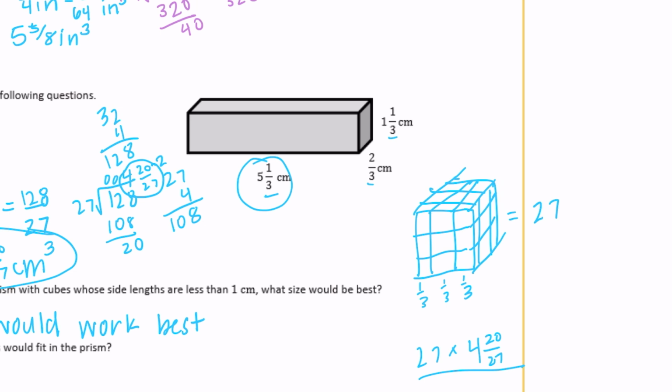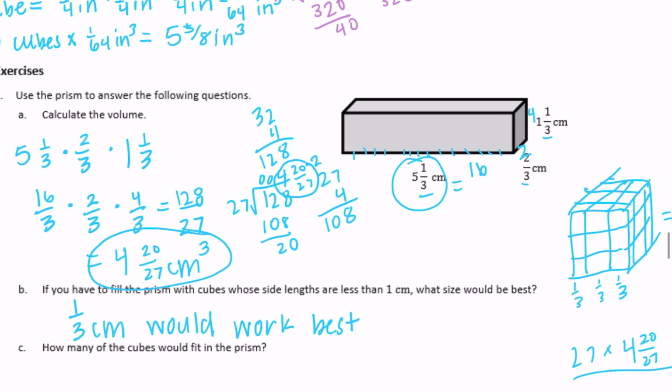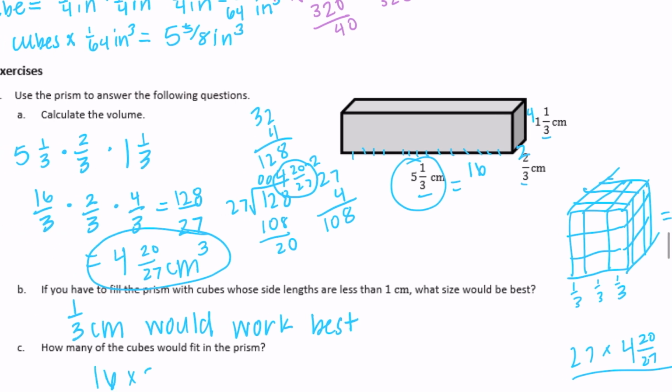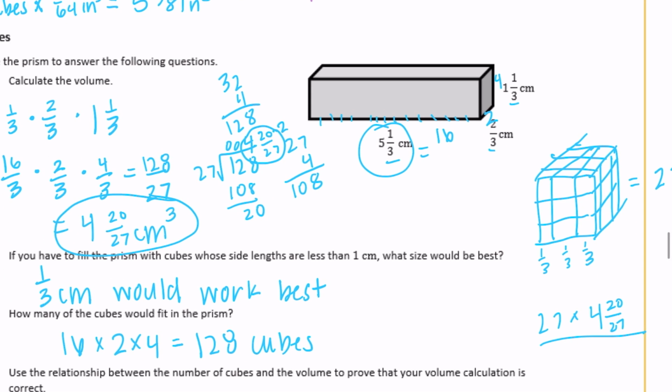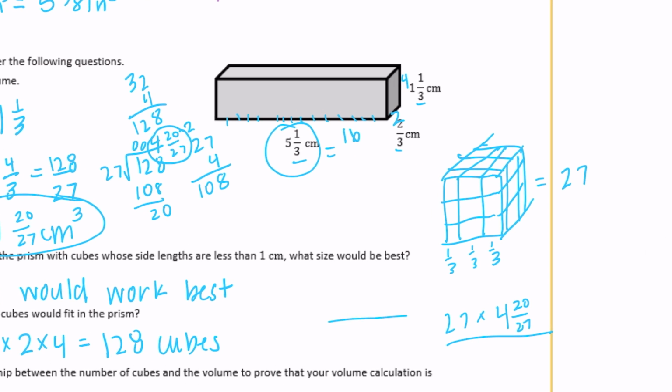And 5 1/3 is 16/3, so there would be 16 cubes I could fit across there. 2/3, that would be 2. And 1 1/3, that would be 4 of the third. So you can also just do 16 times 2 times 4, and 16 times 2 times 4 would get us 128 cubes. So 128 cubes would fit in this prism that was 1/3 by 1/3 by 1/3. You'll also get 128 if you solve this problem. So 2 different ways to do it.